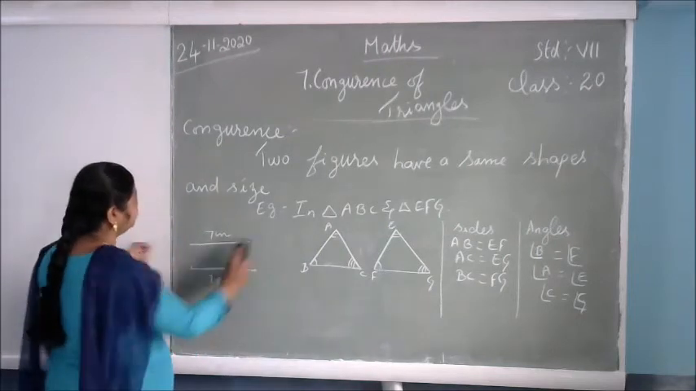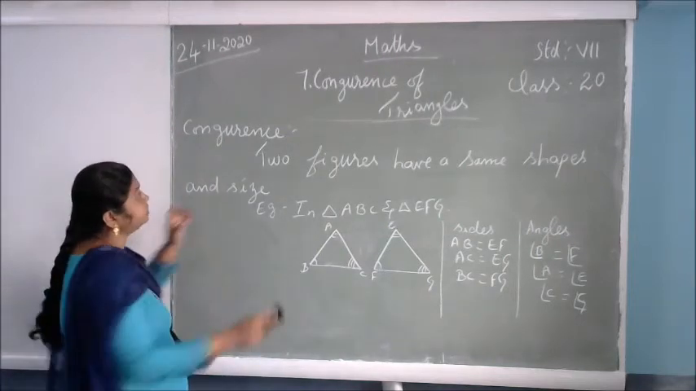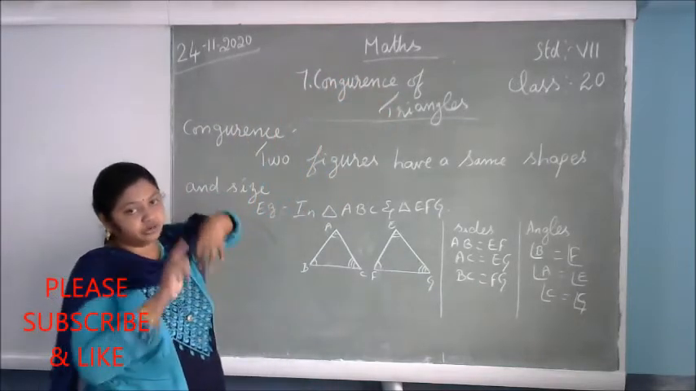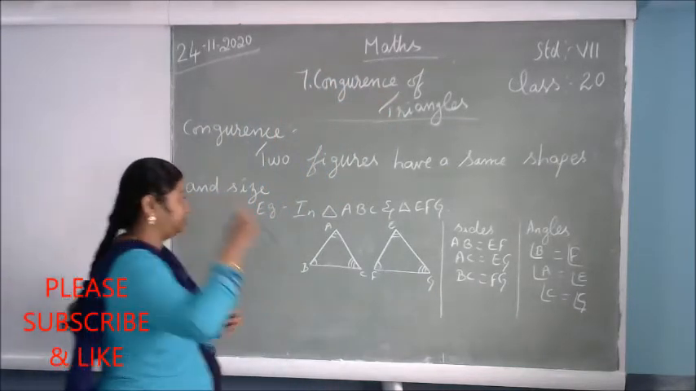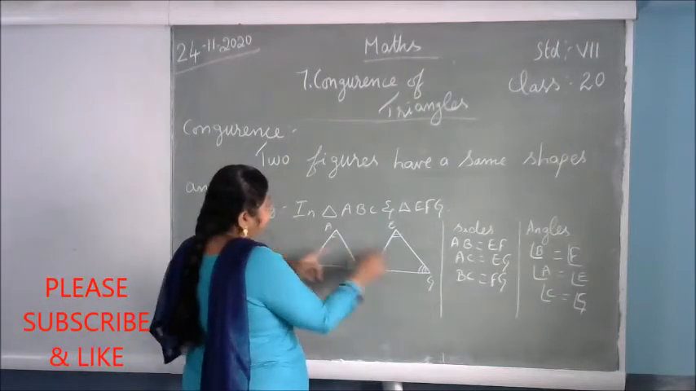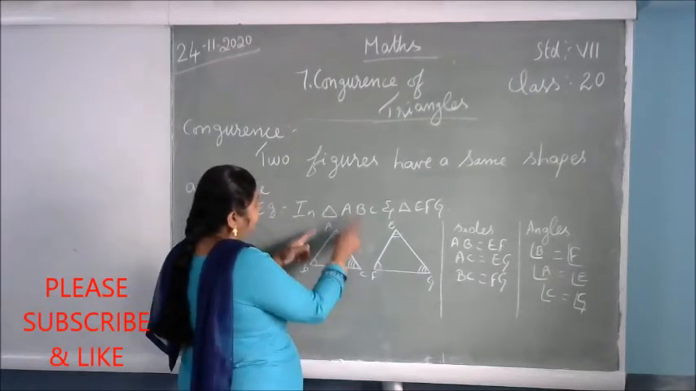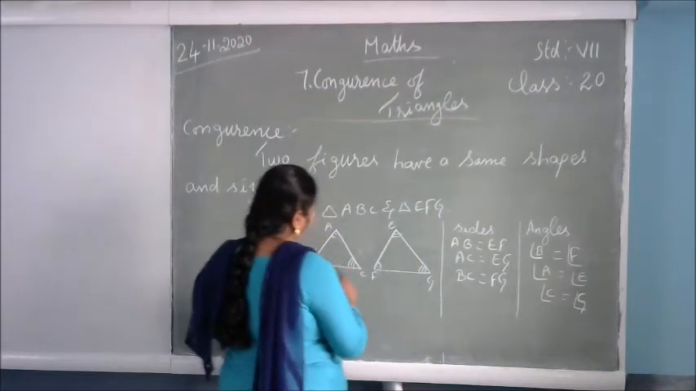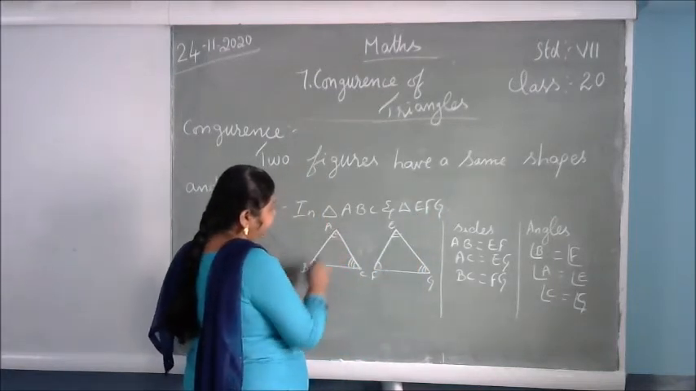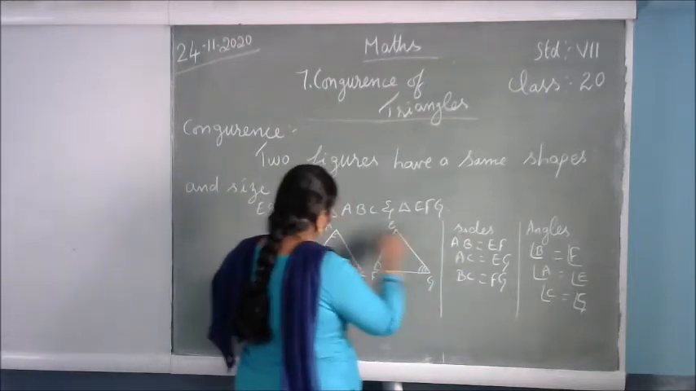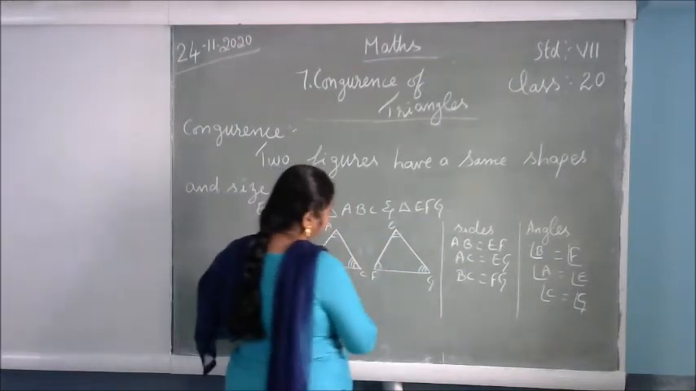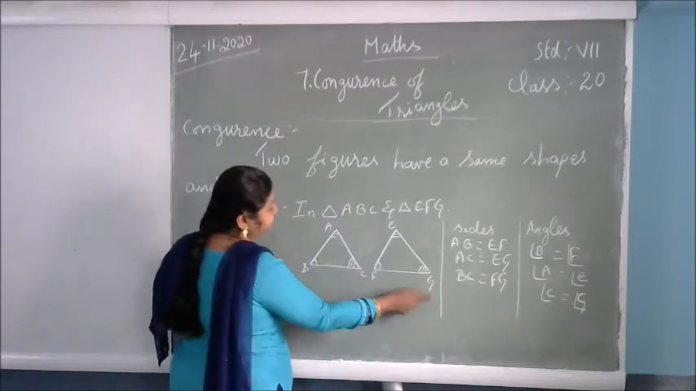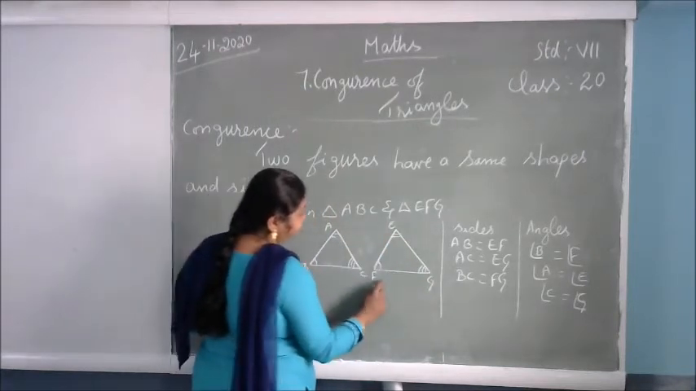Okay, see here. In this chapter we are going to learn about congruent triangles. In the two triangles I took, one I have named ABC and the other I have named EFG. Now if you see the line segment sizes, line segment AB is equal to EF, AC is equal to EG and BC is equal to FG.